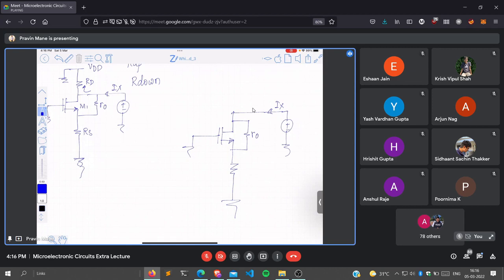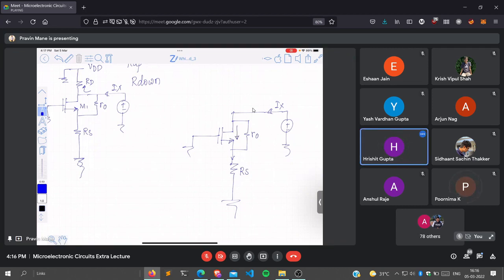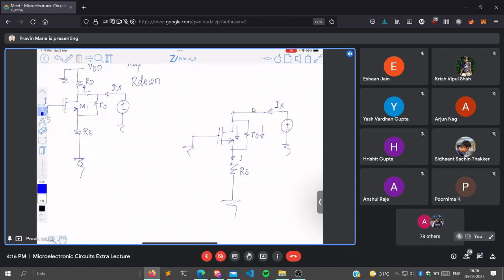What will happen? What is the current that will flow through RS? Ix. This current plus this current will be equal to Ix, right? Ix is the current that will flow through RS. Okay, what is the MOSFET current? This arrow, it is gm into what? VGS, right? This current must be gm into VGS.